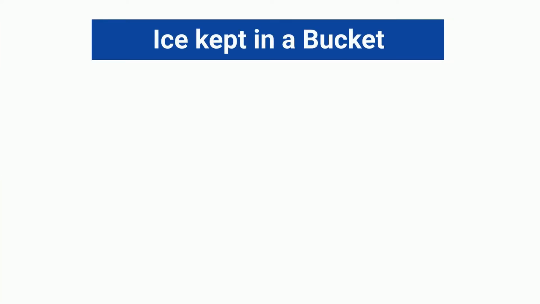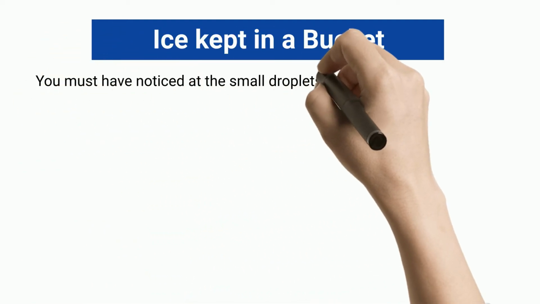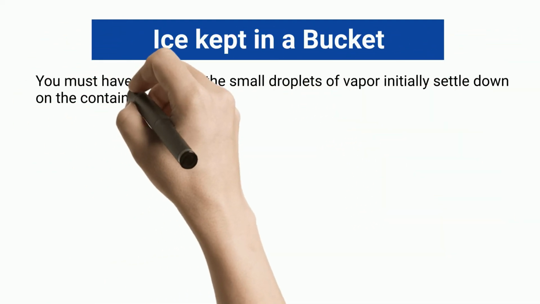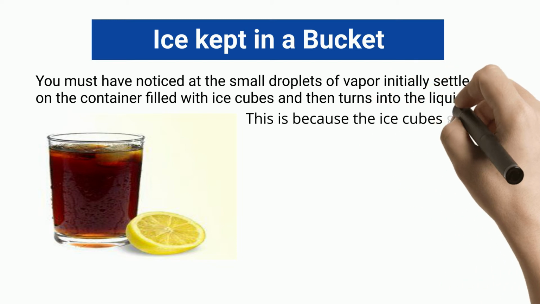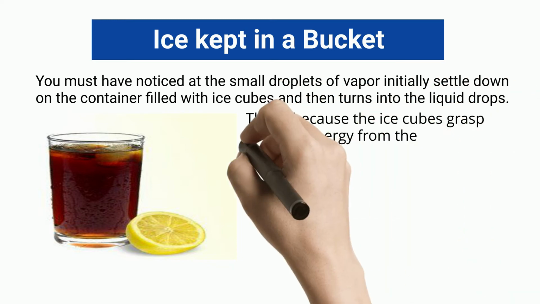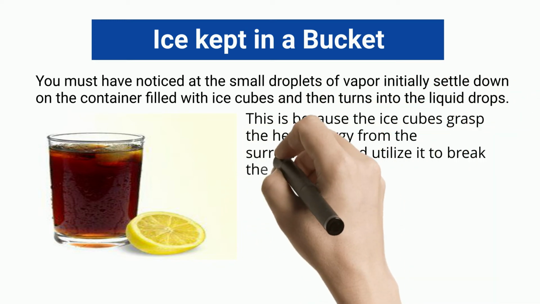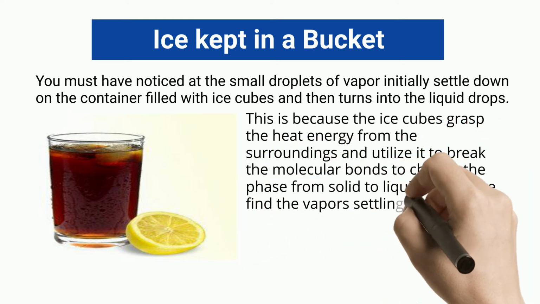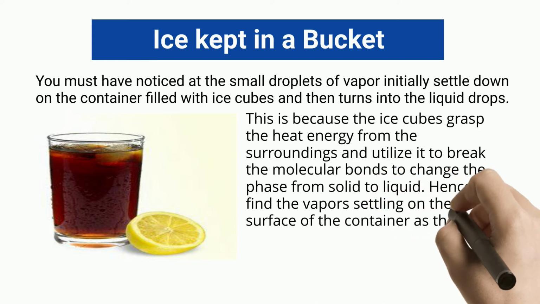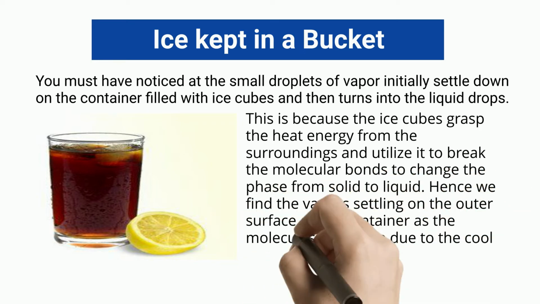Ice kept in a bucket. You must have noticed that the small droplets of vapor initially settle down on the container filled with ice cubes and then turn into liquid drops. This is because the ice cubes grasp the heat energy from the surroundings and utilize it to break the molecular bonds to change the phase from solid to liquid. Hence we find the vapors settling on the outer surface of the container as the molecules condense due to the cool temperature.